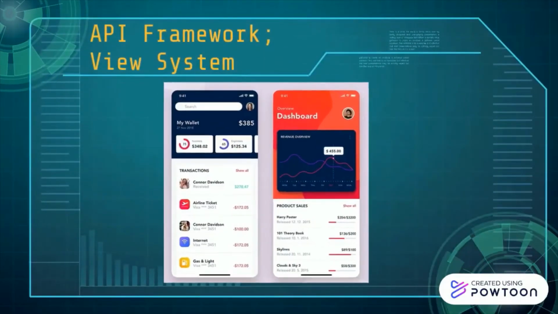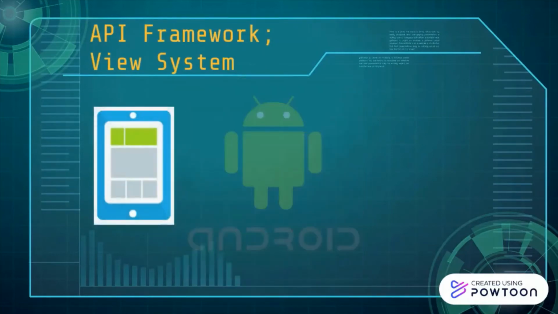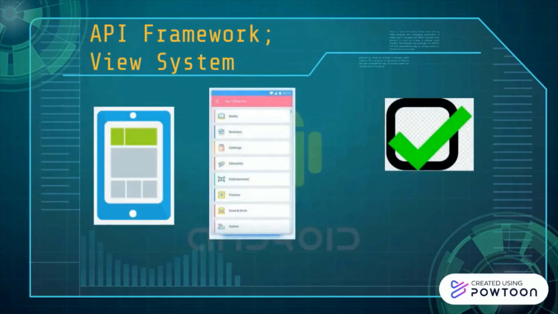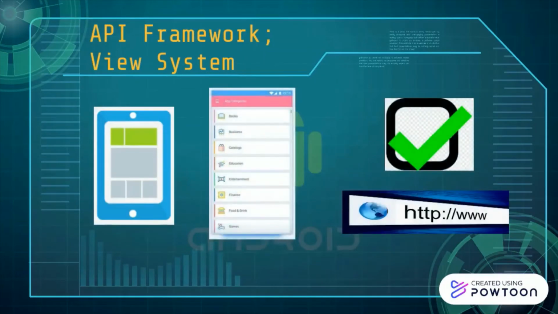View system. A rich and extensible view system we can use to build an app's user interface, including lists, grids, text boxes, buttons, and even an embeddable web browser.